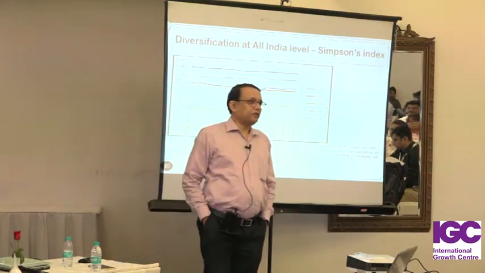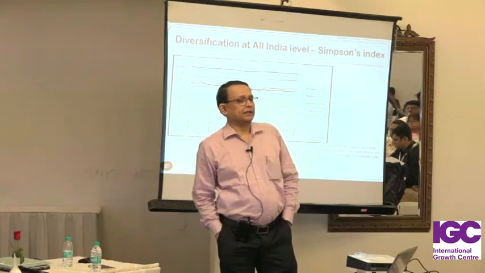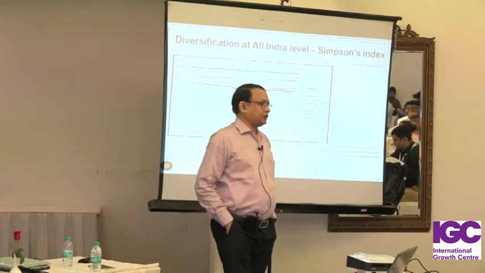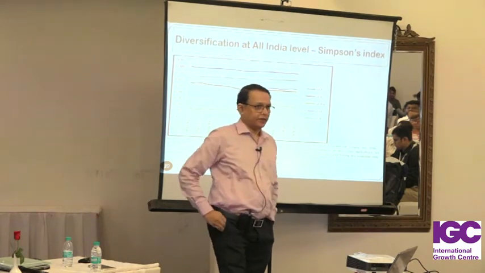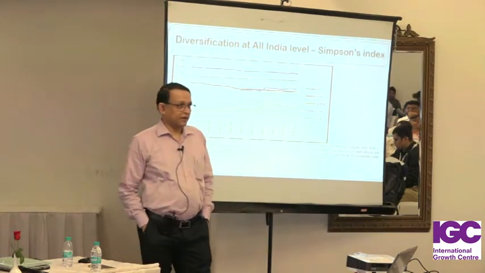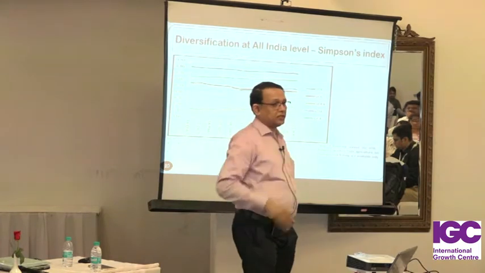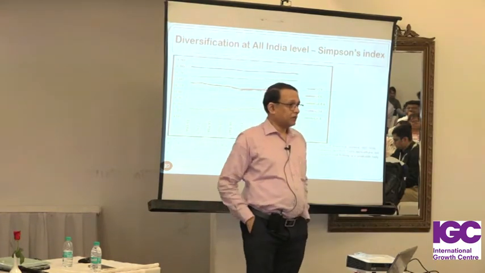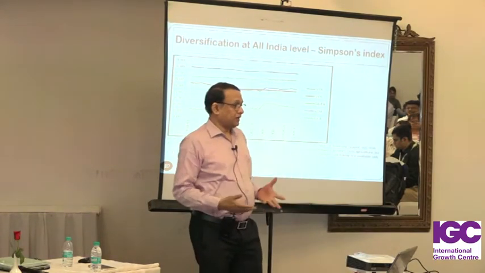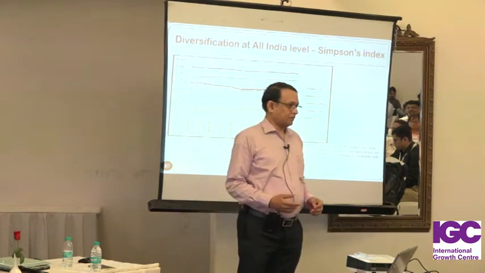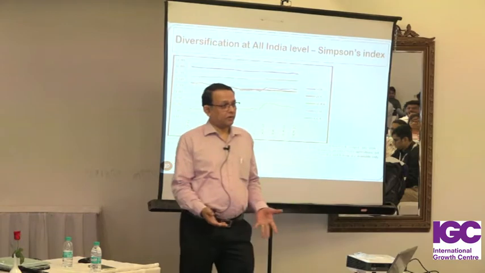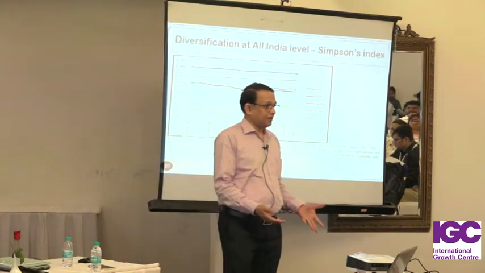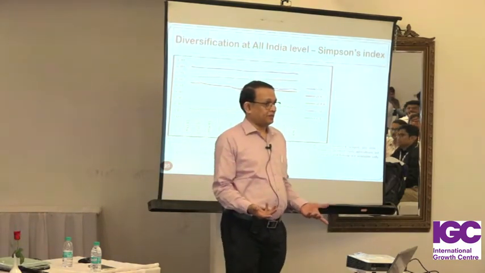Here you will find that some states have actually gone the other way around. For example, Punjab and Haryana: when I was doing my PhD about 30 years ago, the data would show Punjab and Haryana growing pulses. Today, if you look at the cropping pattern in Punjab and Haryana, where are the pulses?